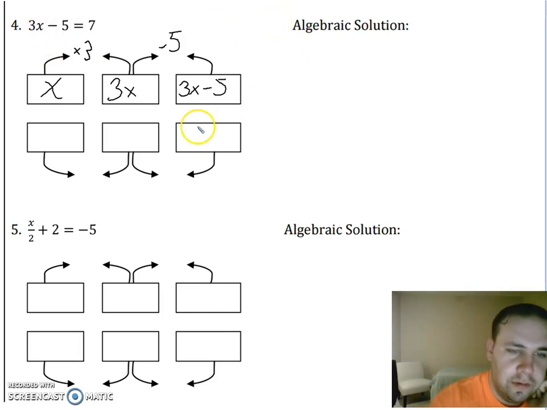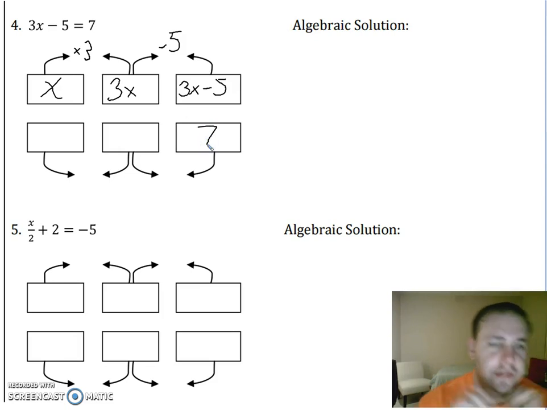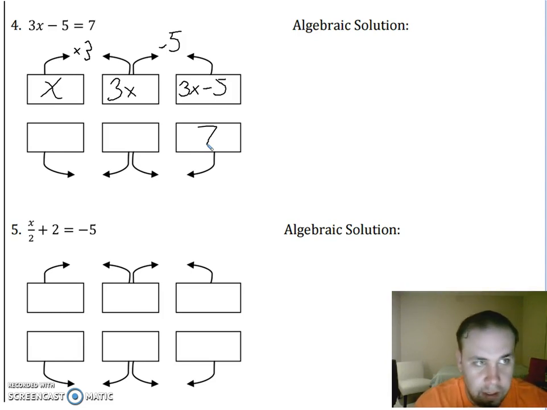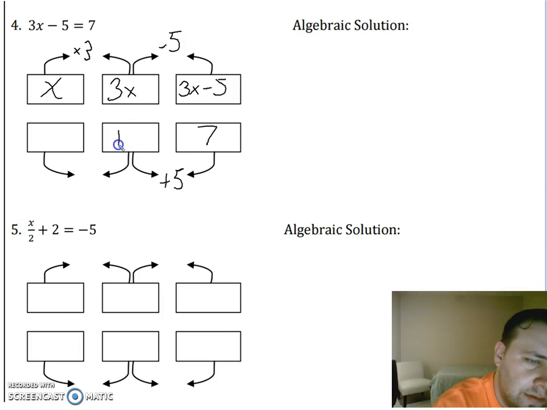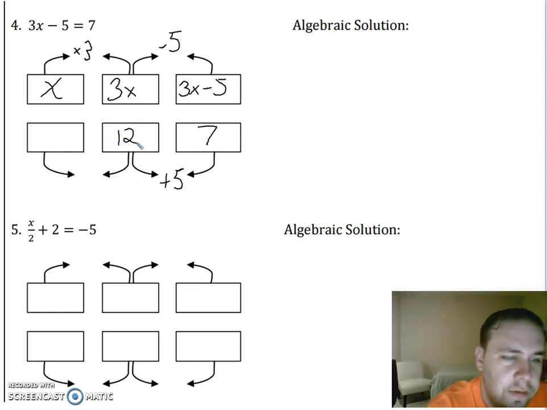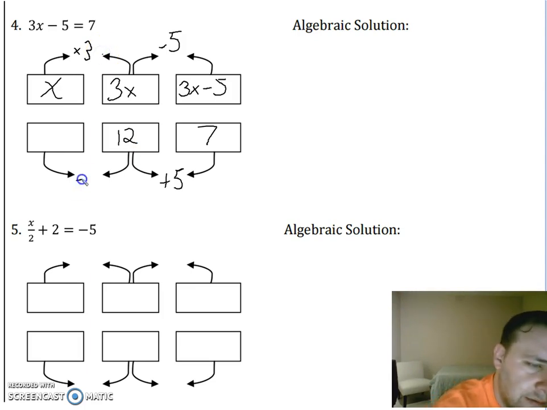Now I'm going to start out on the right with what I have on the right. So I have 7. And now I'm going to do the opposite of BEDMAS. So the last thing I did here was subtract 5, so I'm going to add 5 to each. 7 plus 5 is 12. And up here I multiplied by 3, so down here I'm going to divide by 3. 12 divided by 3 is 4.